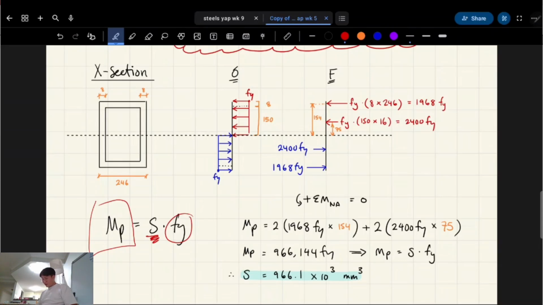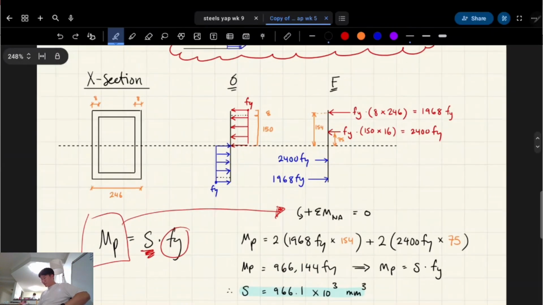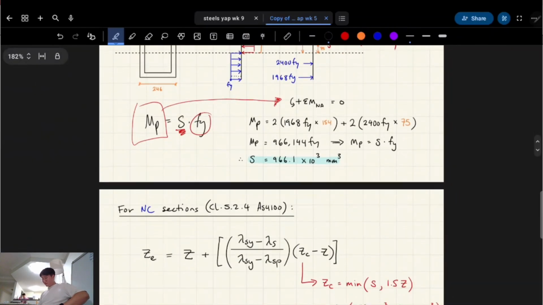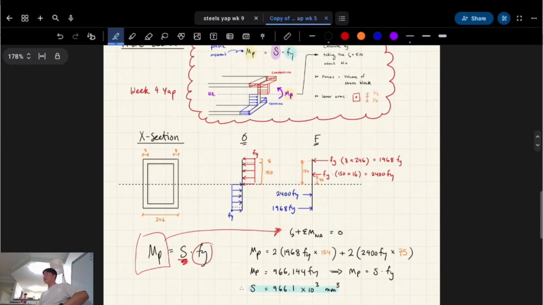In order to find Mp, we take the sum of the moments about the neutral axis for the case where everything's fully yielded. That's why these are rectangles, because they're fully yielded. Makes sense? Here I didn't even plug in what Fy was. It doesn't matter what Fy is because it cancels out. Everything cancels out. Any questions before we move on?